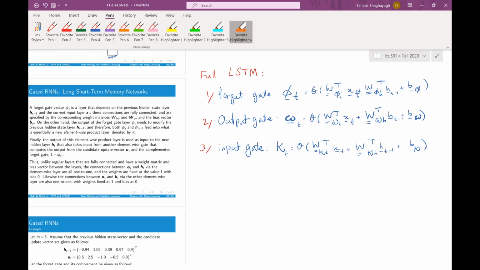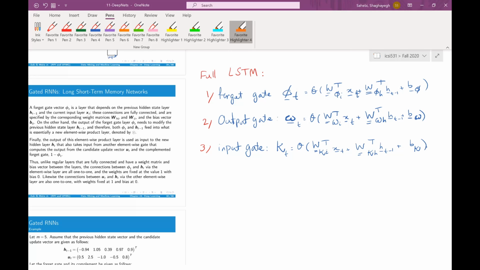We have 3 of these kinds of gates in the full LSTM. Not all of those are necessary. There are different variations of that. For example, GRU, or gated recurrent unit, has fewer gates. So it drops one of these gates and it still works. It's simpler. But okay, going back to LSTM, we still have this candidate update vector U.